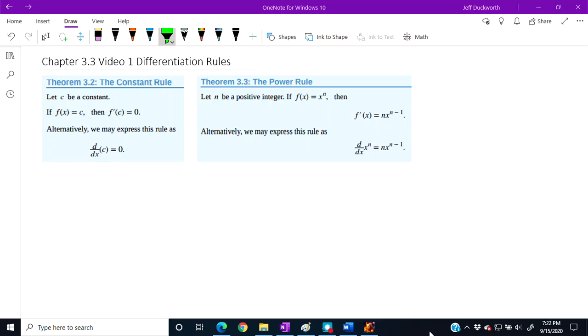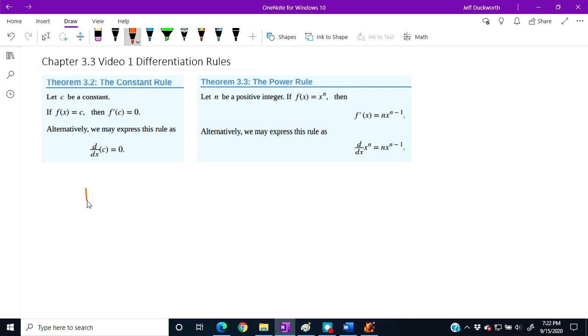This chapter deals with the different rules about taking the derivative. First rule, theorem 3.2, is the constant rule. So if you take the derivative of a constant, it's zero, because remember, that's the slope of the tangent line.